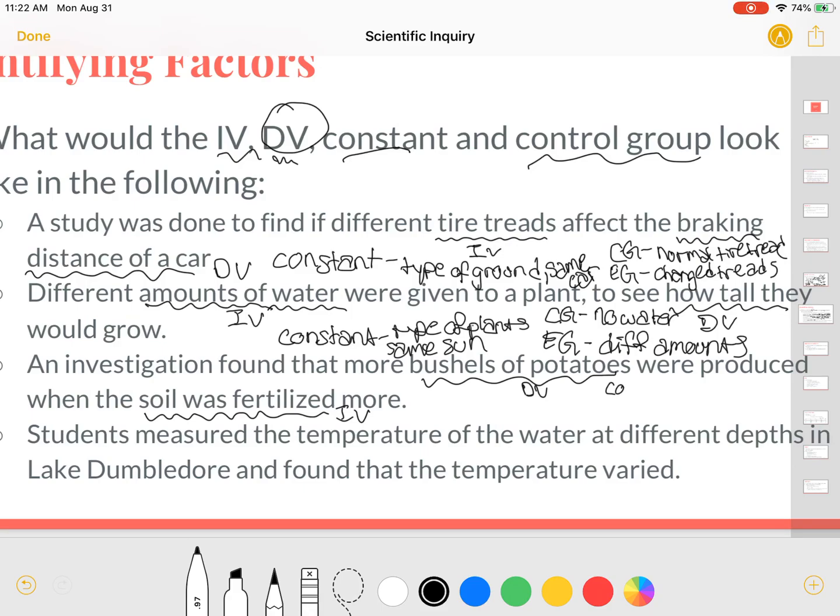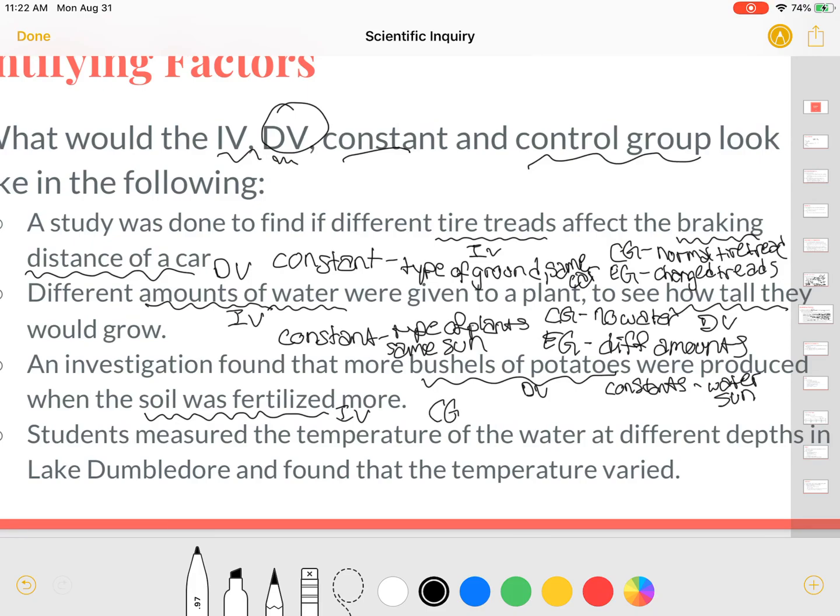Constants we would want to keep the same would be water and sun. Those are just simple ones. I try to keep everything as easy as possible. I don't really try to make it more difficult than it needs to be. We need the same amount of water and sun to be able to compare these accurately. If you give one more water and more fertilized soil, it's going to grow more, or it might drown. So if we're not testing water, we cannot change the water.